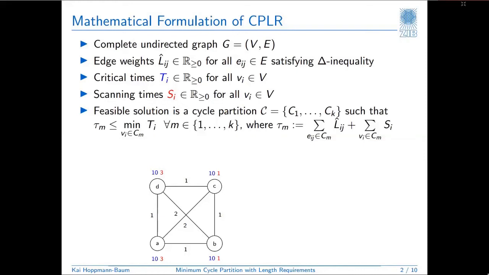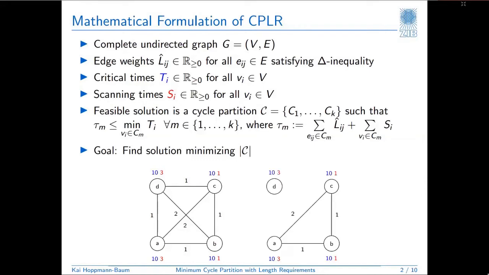The length of a cycle is given as the sum of its edge weights together with the sum of the scanning times of the vertices that are contained in it. And the goal of the problem is to find a solution that minimizes the number of needed cycles. And here we have an example solution. A singleton, or a single vertex, is always a feasible cycle. So we always have a trivial solution, which is just to assign each vertex to its own cycle. That's what we call a trivial solution in the following.